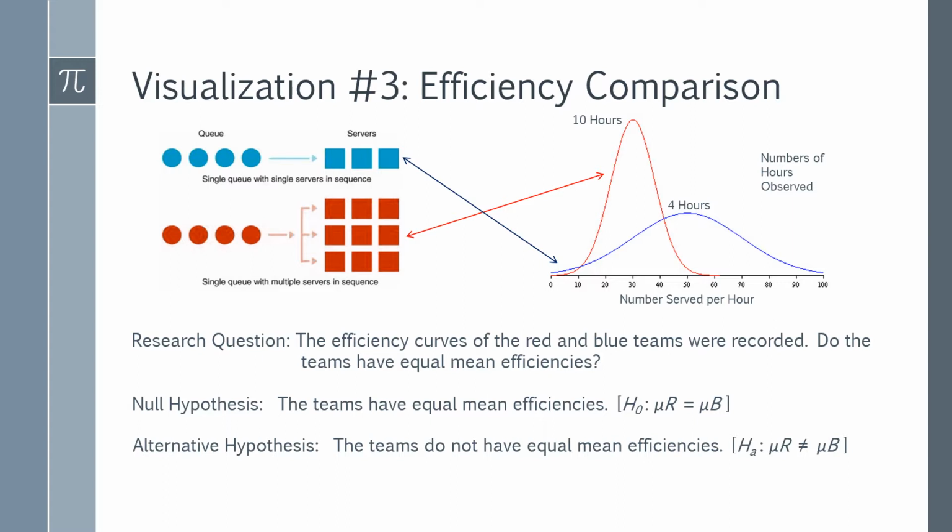Our third visualization is an efficiency comparison. The research question is, do the teams have equal mean efficiencies? The teams, R for red and B for blue, have equal mean efficiencies. Is the null hypothesis with appropriate notation. On the contrary, the alternative hypothesis is the teams do not have equal mean efficiencies.